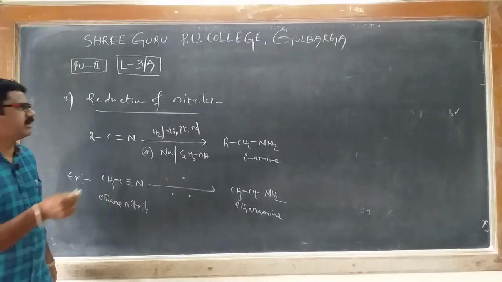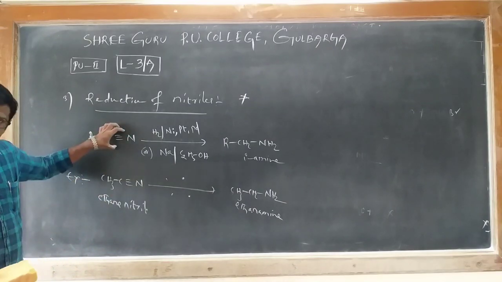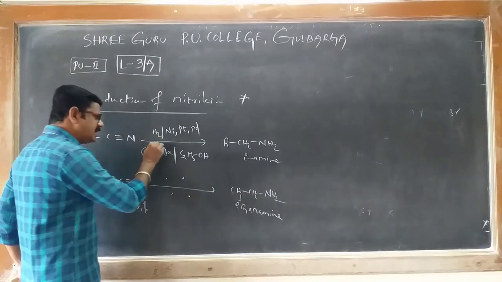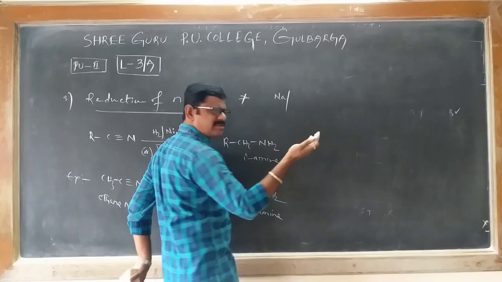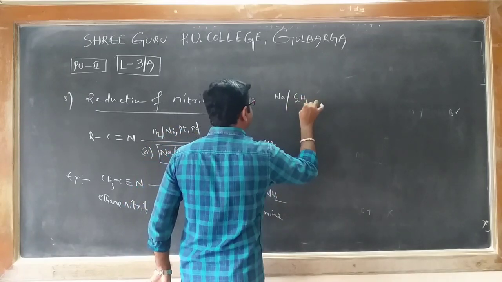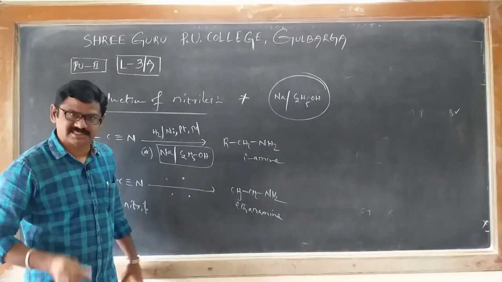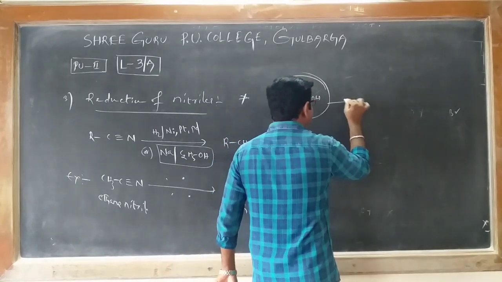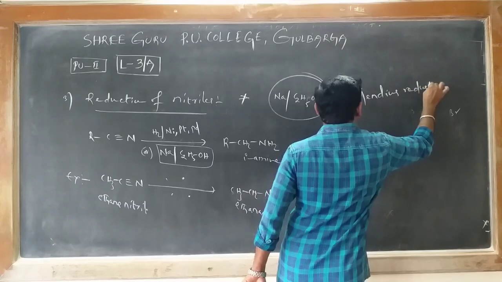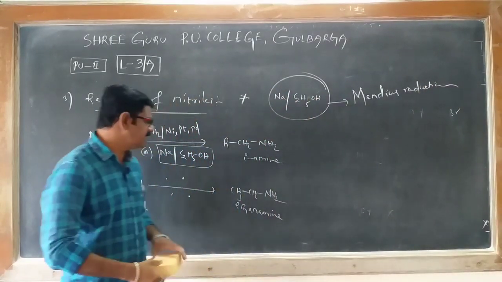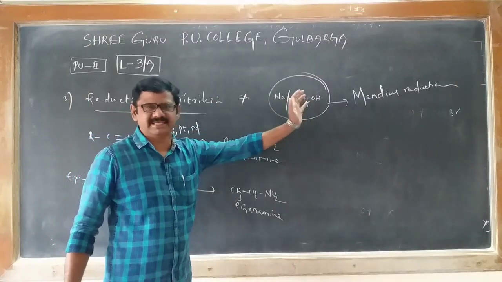Now here one important point we have to learn. When nitriles undergo reduction with sodium, or sodium amalgam, in the presence of ethyl alcohol, that reduction process is called by one particular name. It is called Mendius reduction. Particularly sodium in the presence of ethyl alcohol, that reduction process is called Mendius reduction.